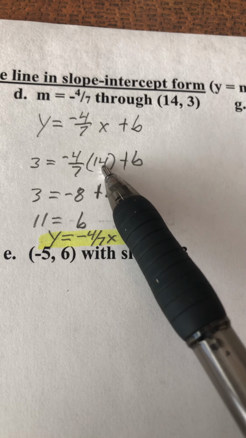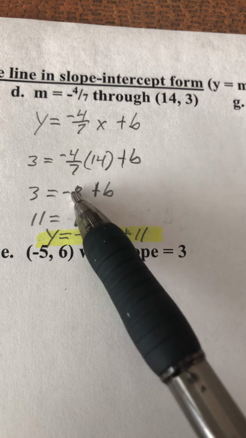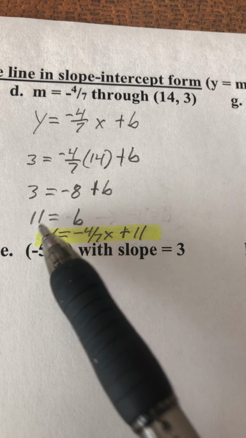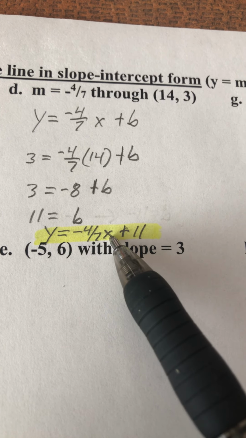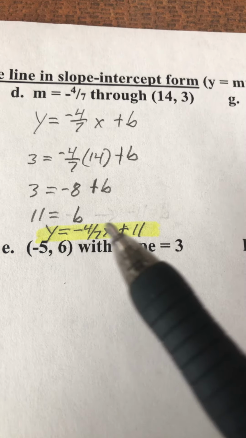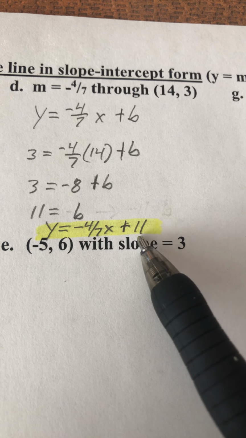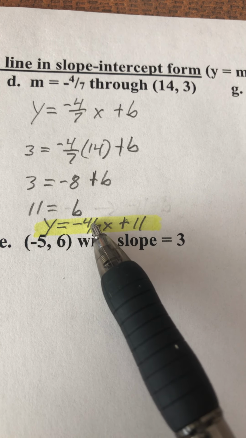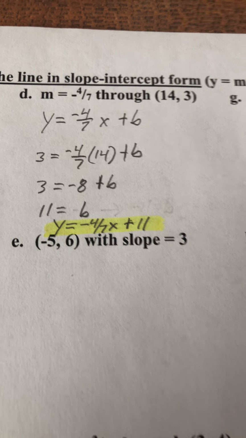Negative 4 sevenths times 14 is negative 8. And then I just isolate the variable, so I add 8 to both sides. 11 equals my y-intercept. So I have y equals negative 4 sevenths x plus 11. We knew the slope from the beginning. That is my formula for any x and y value. You'll see that the line intercepts at 11 on the y-axis, and it goes down 4 over 7 at every perfect intersection for x's and y's.